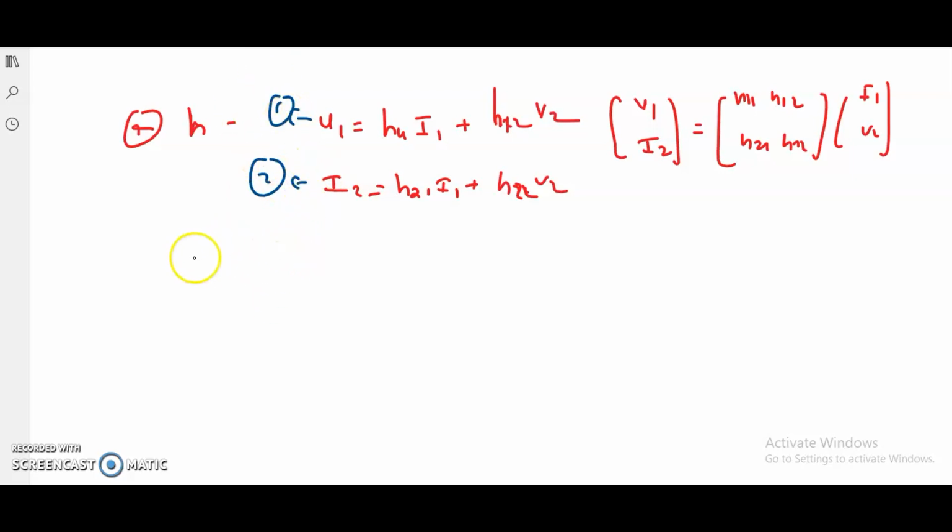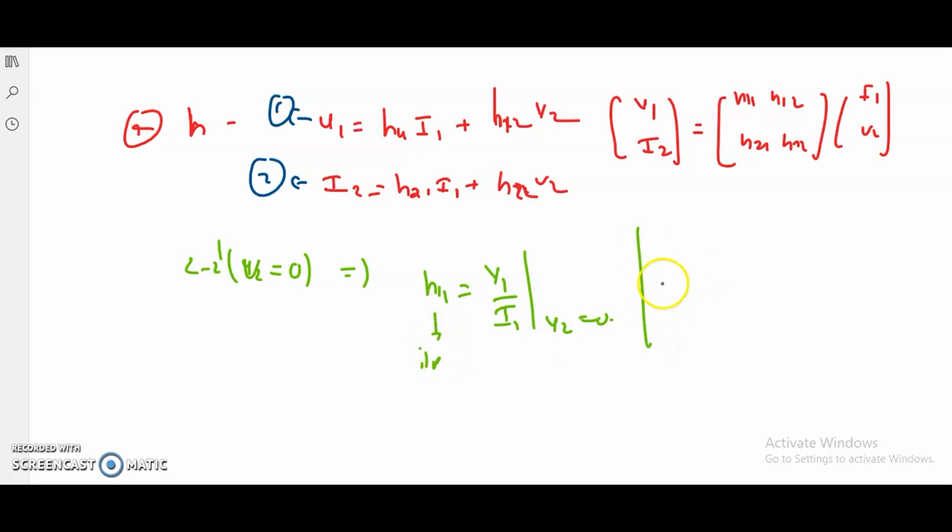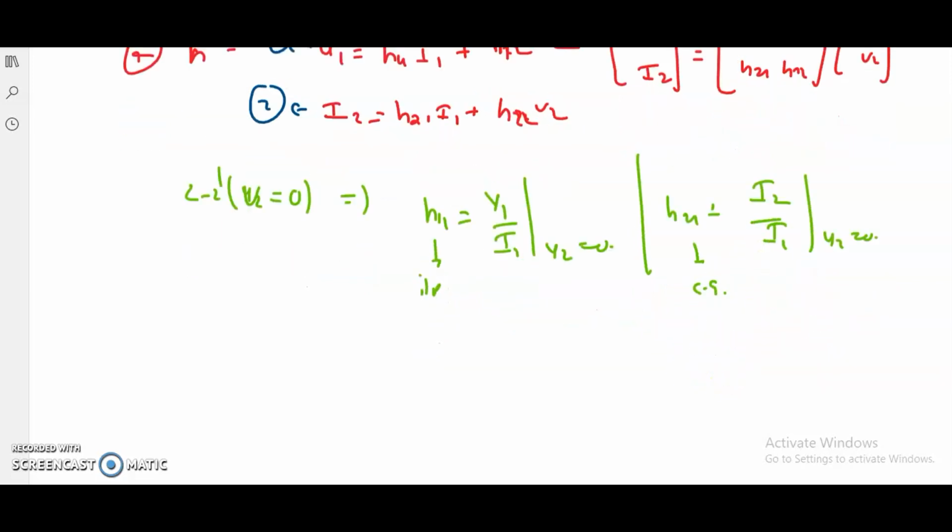If I short circuit the output terminals, then V2 becomes equal to 0. If V2 is equal to 0, then H11 is equal to V1 by I1 at V2 is equal to 0. So here V1 by I1 is nothing but the input impedance, right? And the next one is H21. H21 is equal to I2 by I1. Here also V2 is equal to 0, and here it is nothing but the current gain. Why? Because it is output current divided by input current.